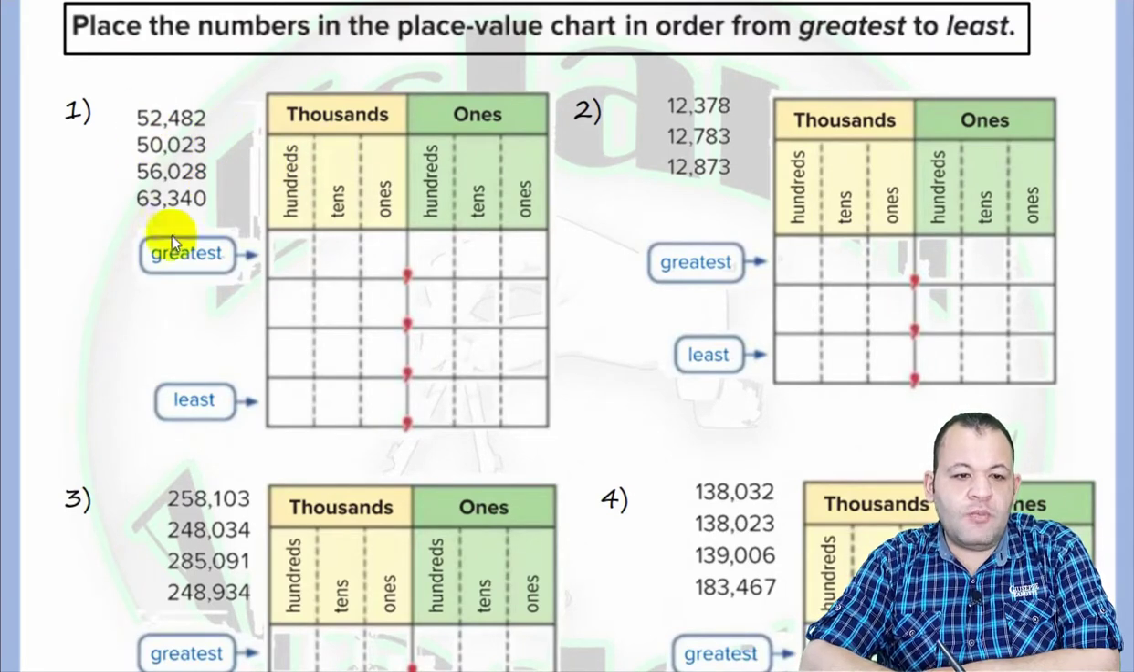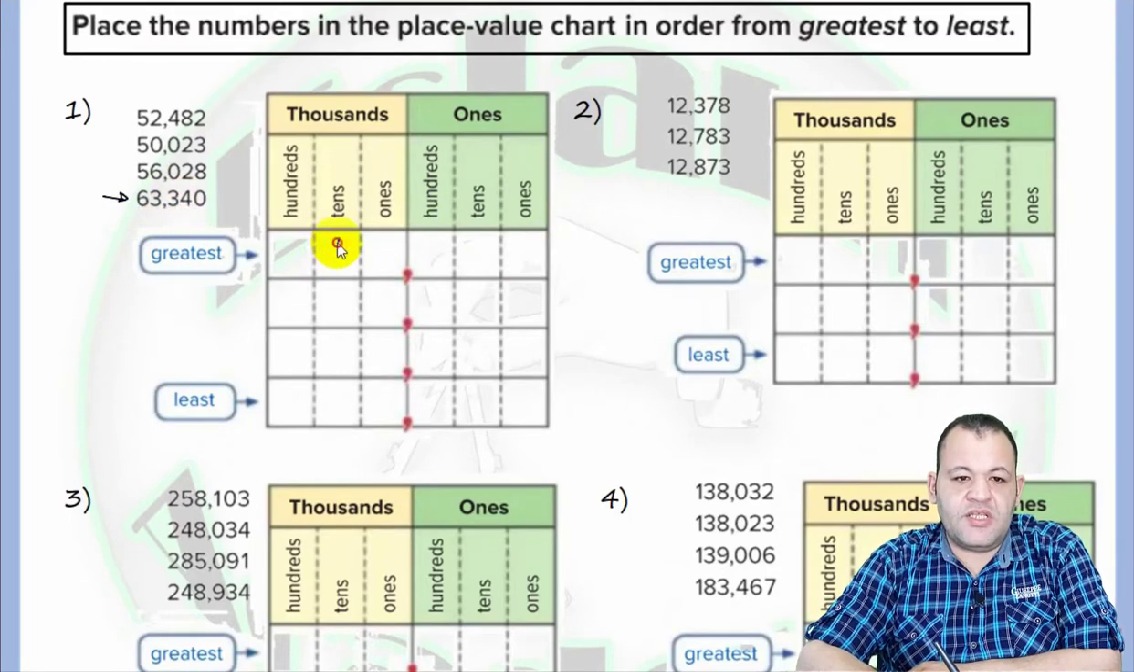If you look at the numbers that we have, you will find that each is formed from 5 digits. Because all of them have the same number of digits, we start looking from the left. You will find that the greatest digit is 6, because we need to arrange from the greatest to the smallest. So the greatest number that we have is 63,304. So we write the number here: 63,304.